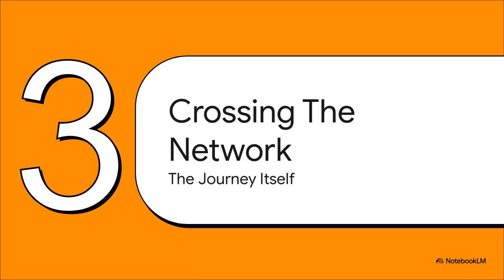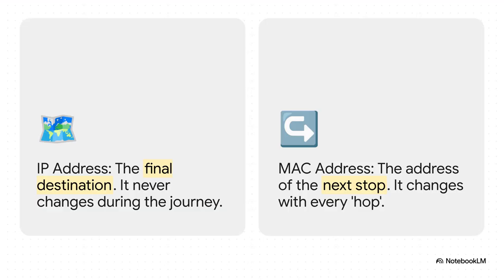So how does this cleverly wrapped and addressed frame actually navigate the huge, complicated web of the internet to find its way home? To really get this, you have to understand the difference between these two addresses. The IP address is the big picture. It's the final home address on the main package, and it never, ever changes. The MAC address, though, is just for the very next step. Think of it like the address of the next specific post office branch it has to go to. That local MAC address gets ripped off and updated at every single stop or hop along the route.